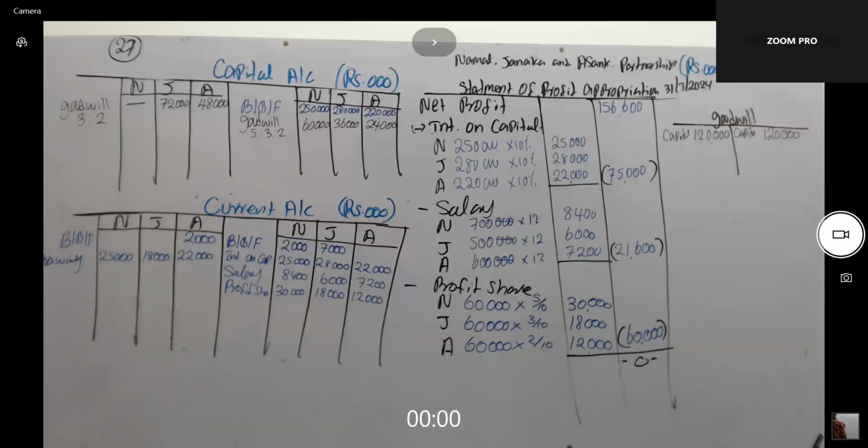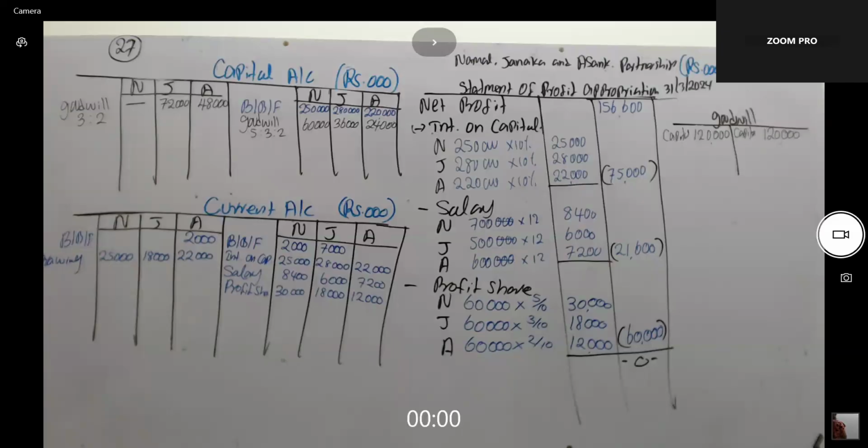If retirement is given at the end of the year, first the appropriation part should be done from the beginning. After that, the goodwill of the partnership should be adjusted. Now the equity of the retired partner can be calculated.